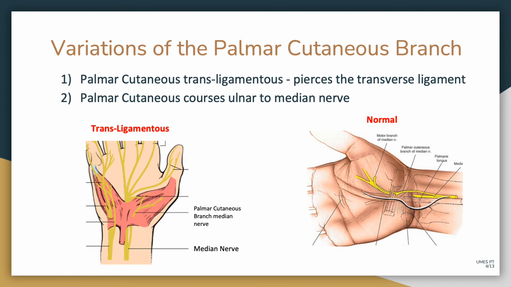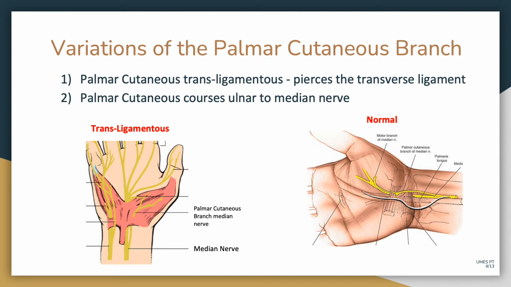So here we will talk about the palmar cutaneous branch variations of the median nerve. The two that we will talk about are the palmar cutaneous branch that is transligamentous, which pierces the transverse ligament, and then when the palmar cutaneous branch courses ulnar to the median nerve.